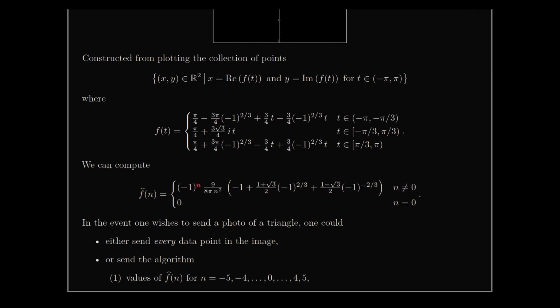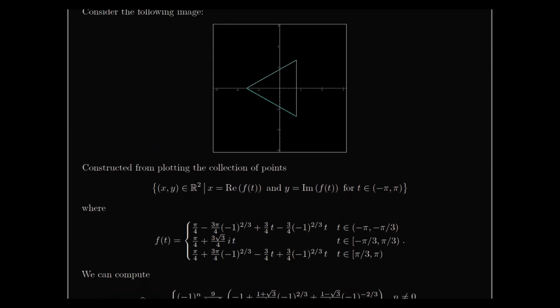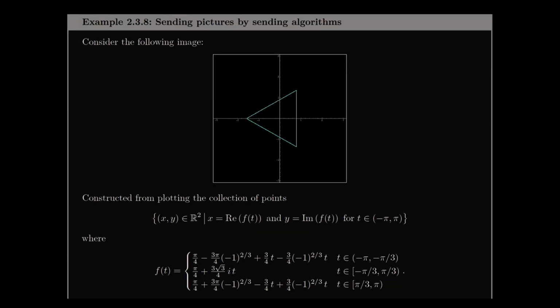And so you're just going to start plugging in a lot of these numbers, different values of n here, and then you get different values for f hat. But instead of sending this image, suppose I wanted to send the image to somebody. I could either send the entire image, which is dot, dot, dot, every pixel in the image. That would get really, really annoying.